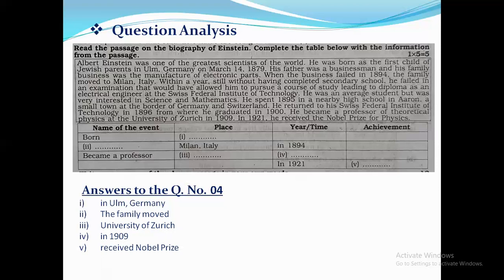So dear students, if you practice at home in this way, then obviously you will be successful in your exam and you'll get good marks.